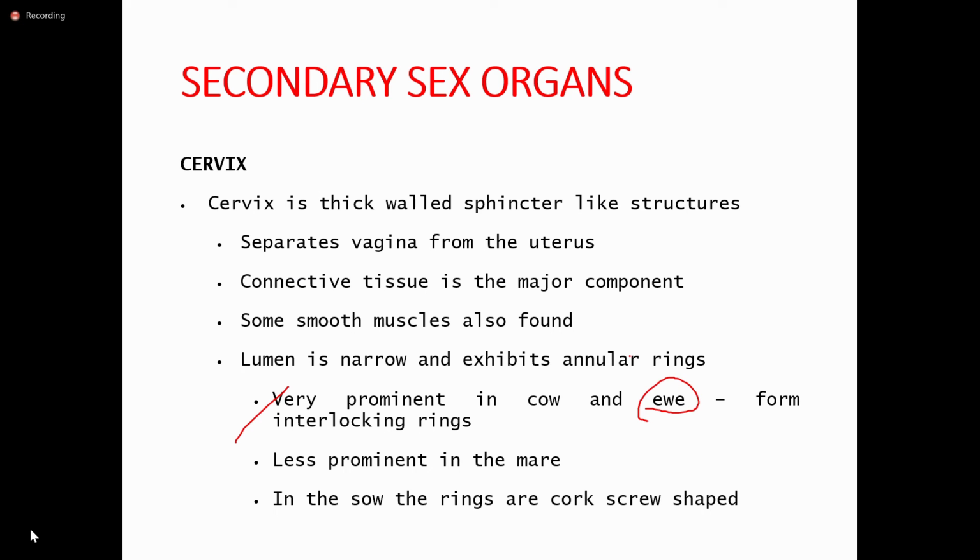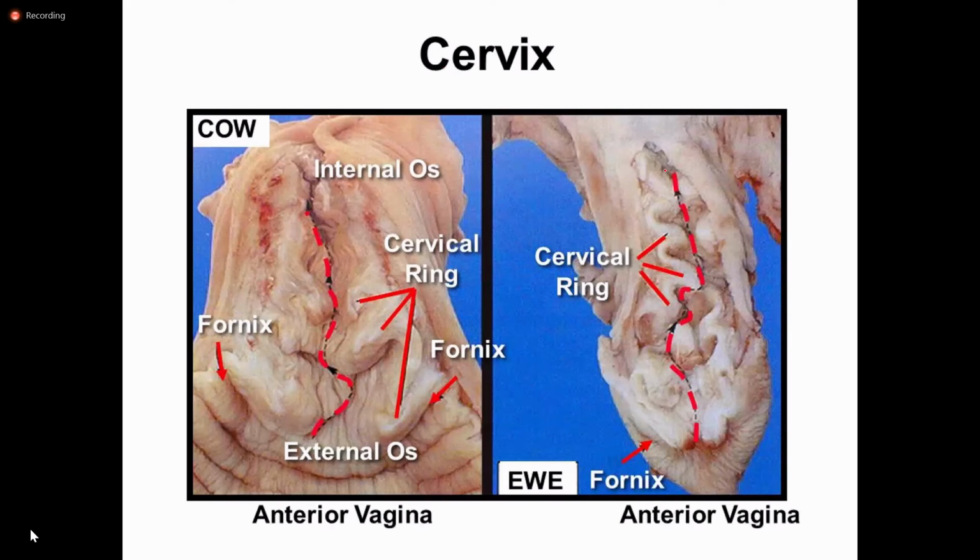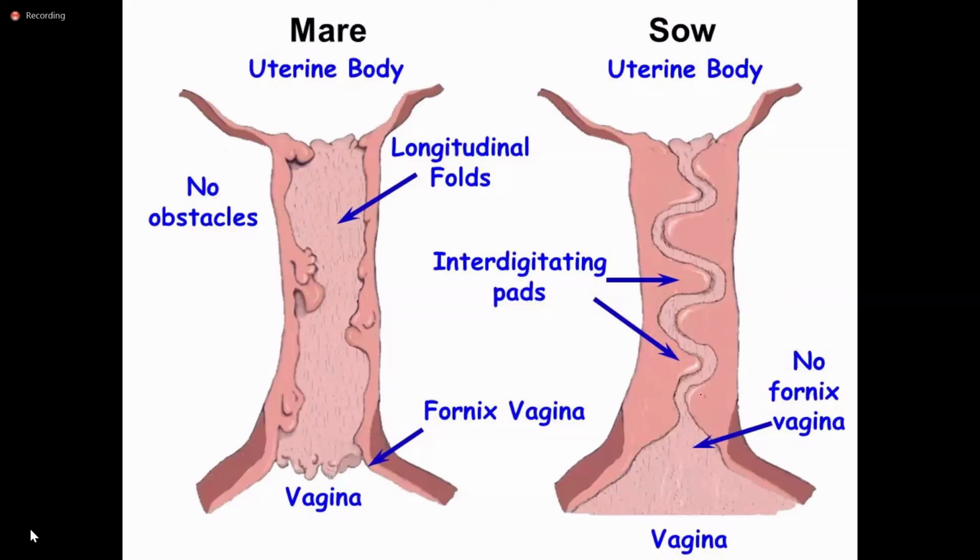Okay? And then, the pulvini cervicalis is less prominent in the mare. But in the sow, or female pig, it forms a spiral shape to accommodate the corkscrew-shaped penis of the boar. Okay, like this one, the interlocking rings are very prominent in the ewe as well as in the cattle. Okay, and in the sow it's spiral shaped, and please do take note that in the mare you won't see much, it is less prominent.